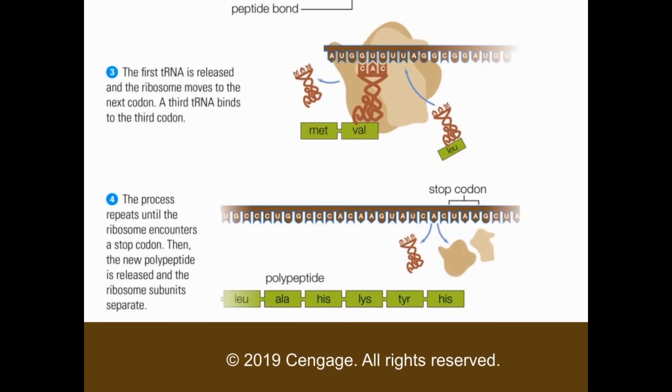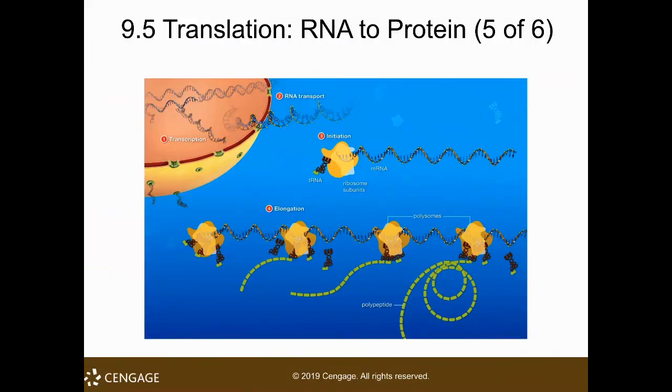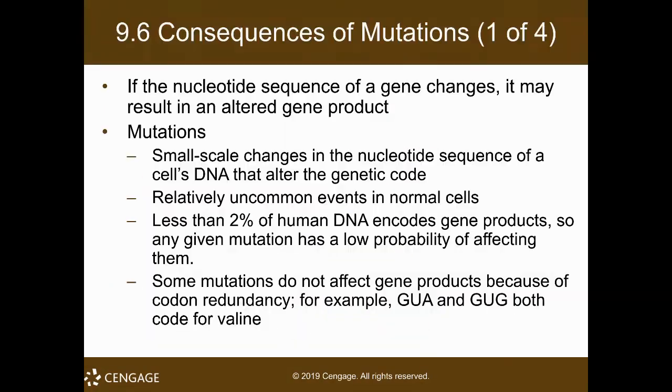This continues until you reach the stop codon. This is the stop codon, UAA. When it encounters the stop codon, the complex will disassemble. So basically that is your translation step.